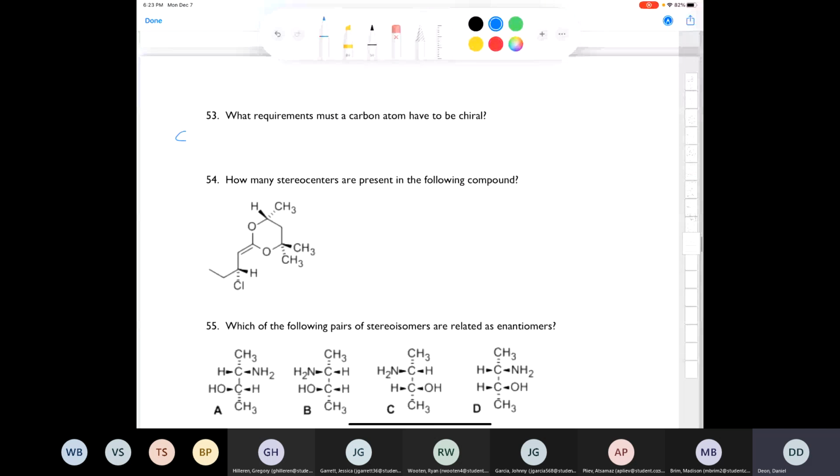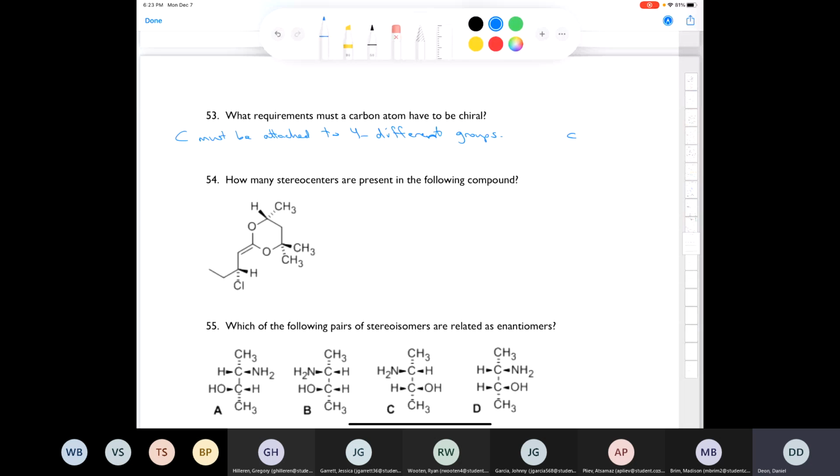Carbon must be attached to, who can help me out? Four different groups. Four different what? R groups. Yeah, 4 different groups. Okay, it doesn't have to be 4 different atoms, does it?